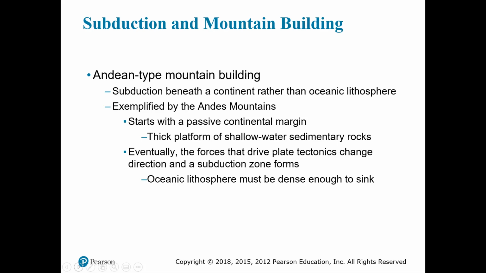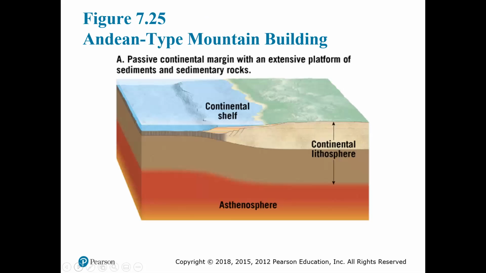Now, when we look at the Andean type mountain building, this is that second scenario that I described, where we get subduction that occurs between oceanic lithosphere and continental lithosphere. And we name this Andean type because we see a perfect example of this in the Andes Mountains. It's associated with long-lasting magmatic activity, and it builds these continental volcanic arcs. We get crustal thickening, and the oceanic lithosphere here has to be dense enough to sink below that continental lithosphere. So in Andean type mountain building, there are essentially three major steps that have to happen here.